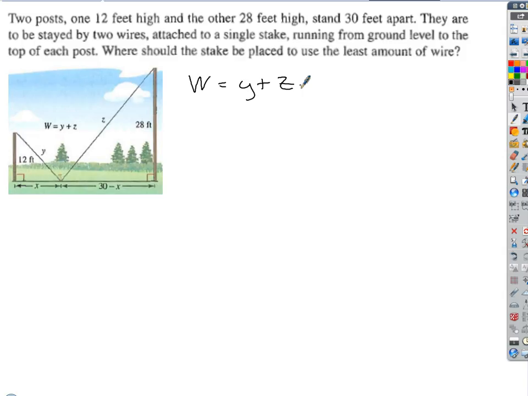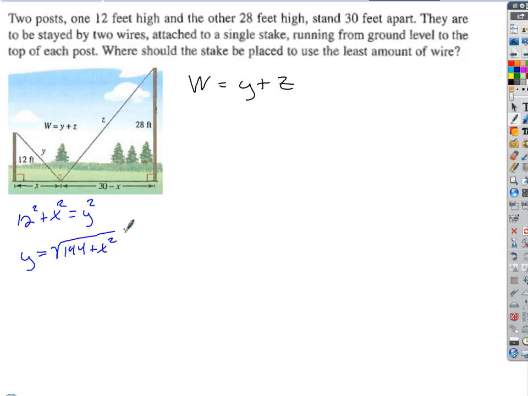So we've got to be able to write y and z separately as functions of x, but that's easy to do because these are right triangles. So in the left triangle, what is y in terms of x? Well, we have Pythagorean: 12 squared plus x squared equals y squared. Everybody agree? So then y just equals the square root of 144 plus x squared.